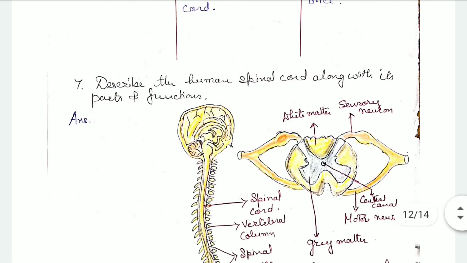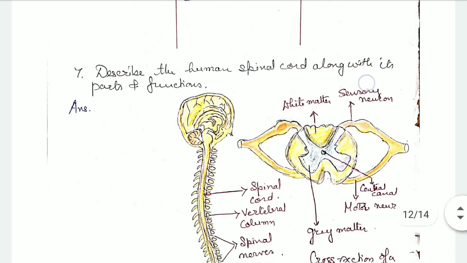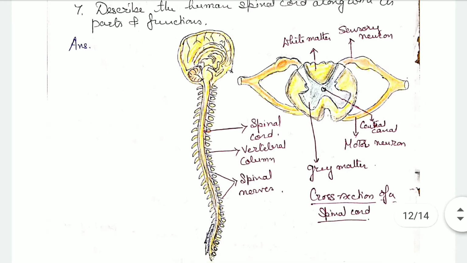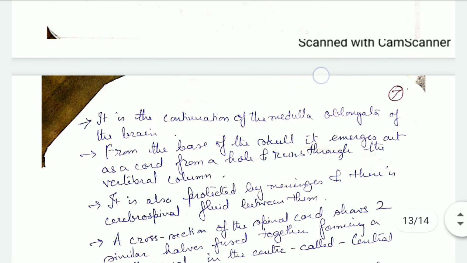Next, we come to describe the human spinal cord along with its parts and functions. The brain, through the medulla oblongata, continues as the spinal cord. The spinal cord is protected by the vertebral column, and it has spinal nerves. If we cut a cross section of the spinal cord, we will see an H-shaped area, which is the gray matter around the central canal. Outside the H-shaped area is the white matter.